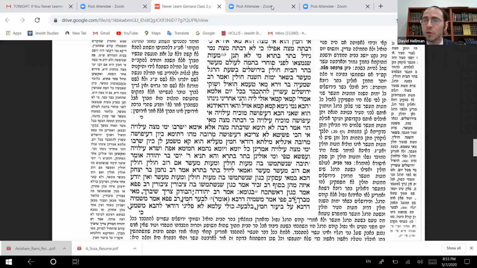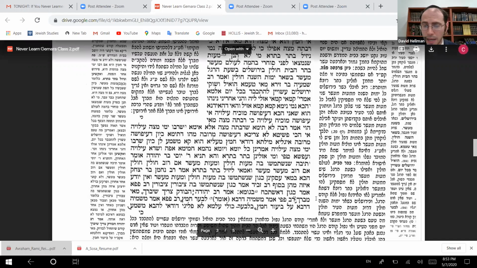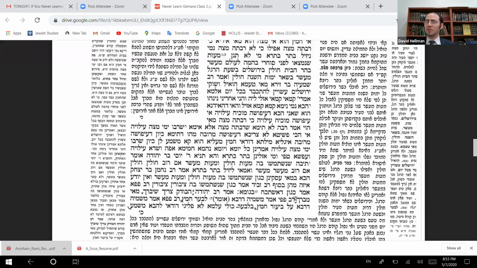So the Gemara says, what bracha do you make? Okay, Rav Yehuda said he makes a bracha, so what bracha do you make? Rav Papi Amar Mishmei Derava. Rav Papi said in the name of Rava.